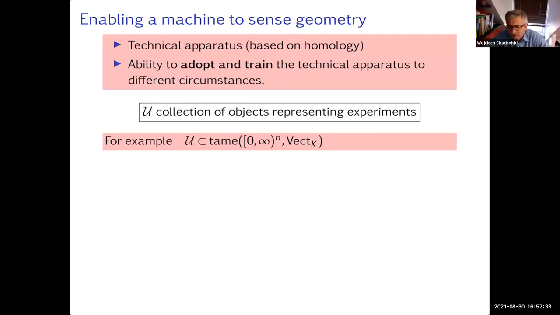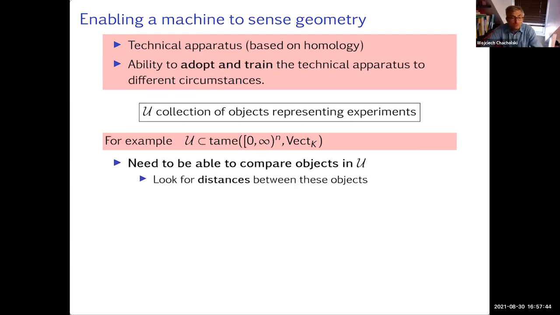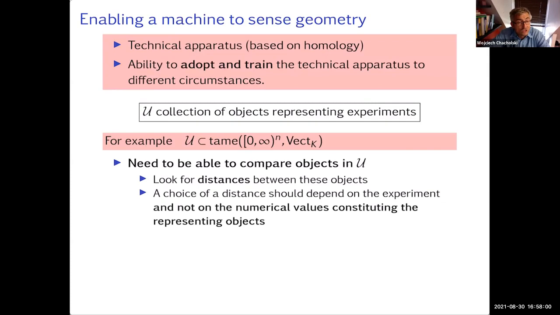So what is it that we do first if we find ourselves in an unknown place? Well, you need to be able to compare these objects, okay? And that you can do by means of distances. So we need to look for distances between these objects, okay? But it is important that a choice of a distance should depend on the experiment and not on the numerical values constituting these representing objects.